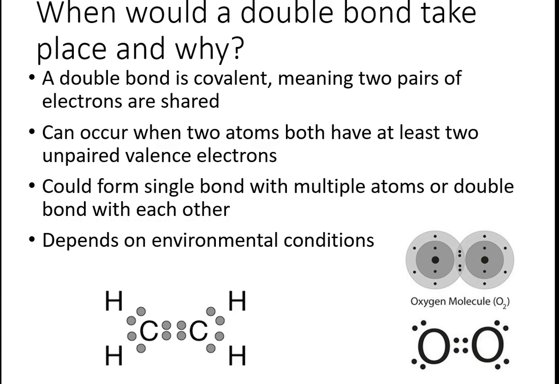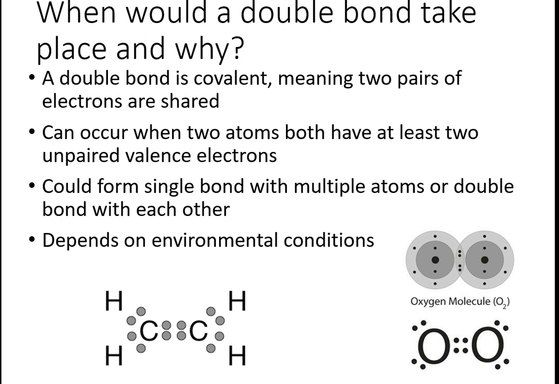Okay, so the next question would be when would a double bond take place and why would that happen? And so remember, a double bond is always going to be a covalent bond, and it means that two pairs of electrons are being shared. And so it can occur when two atoms both have at least two unpaired valence electrons. So for example, hydrogen only has one unpaired valence electron, so it can only participate in one bond, which means it's not going to form a double bond.